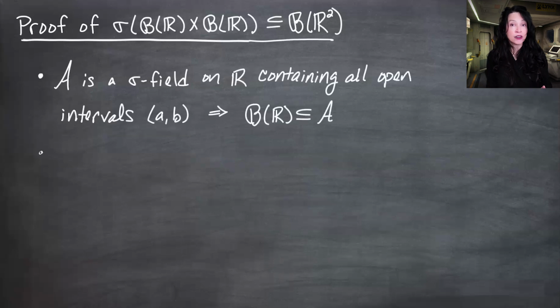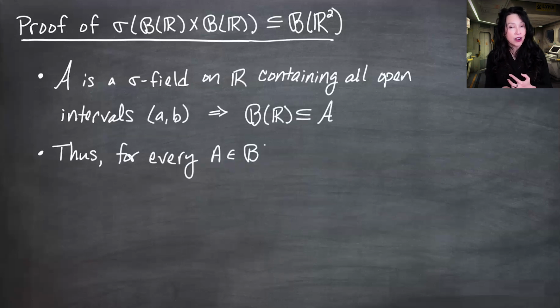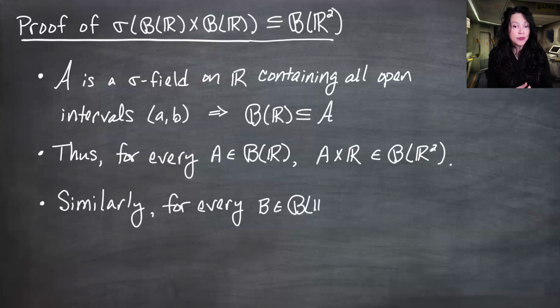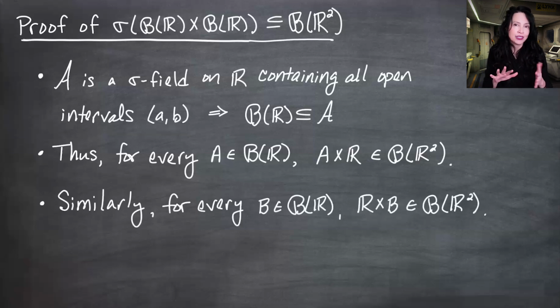If the Borel sets on R are contained in curly A, we have just shown that for any set A in the Borel sets on R, A cross R is in the Borel sets on R2, because this was what it meant to be in curly A, and everything in the Borel sets on R is in curly A. Similarly, for any Borel set B on R, we have shown, by a symmetry argument, that the real line crossed with B is in the Borel sets on R2.